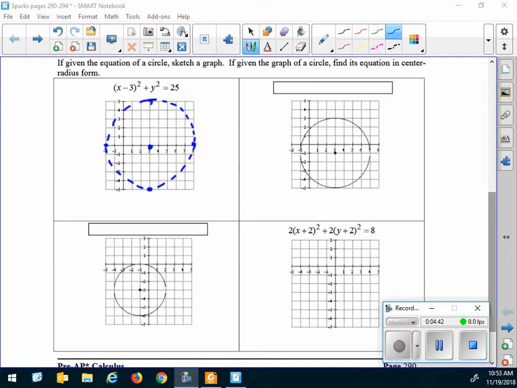Now, let's take the second one here and let's write the equation. What is the center of that circle? 3, negative 1. So how am I going to write this equation? X minus 3 quantity squared plus 1 quantity squared equals, yeah, radius looks to be 4.